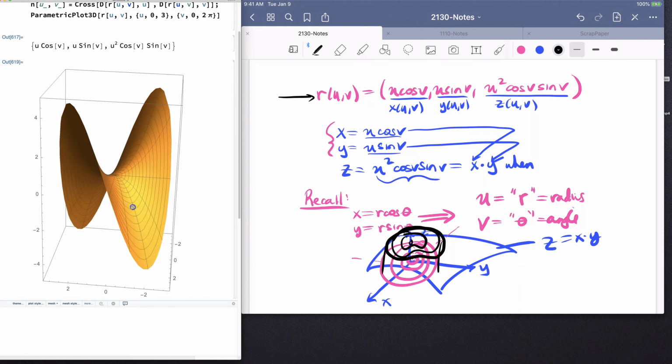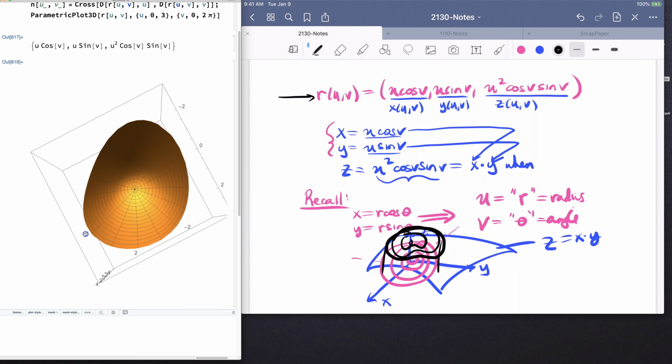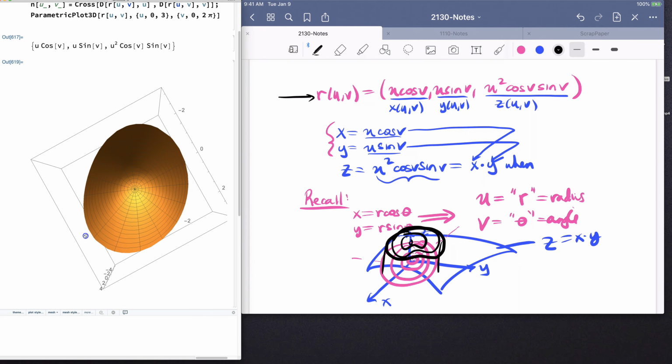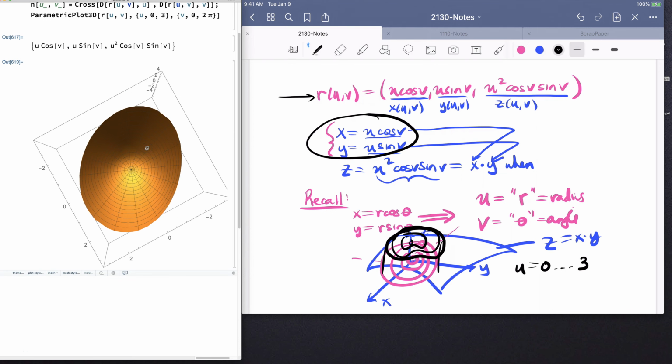Okay, so again, if you look at this function from the top, you're going to see a circle in the xy plane. In the xy plane, you will see a circle whose radius u goes from 0 up to whatever number you wanted. So in this case, we chose u going from 0 up to 3. So this circle is of radius 3, and then v was the angle variable, and we let that go from 0 to 2 pi.